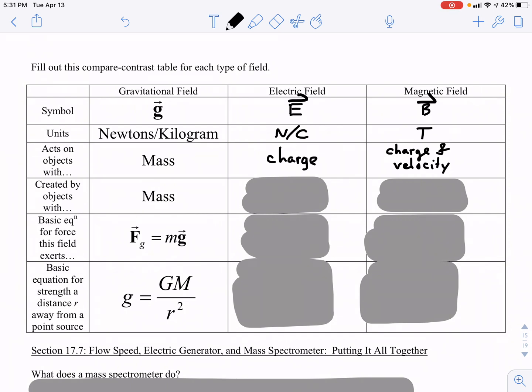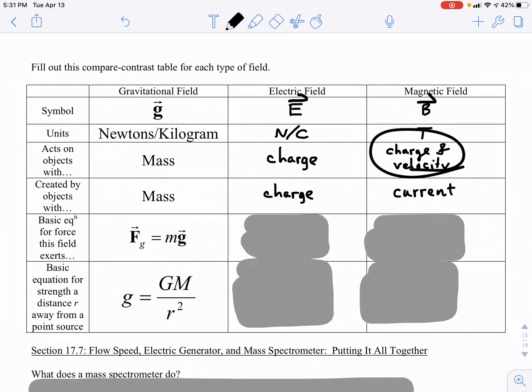Well, gravitational fields are created by objects with mass. Electric fields are created by objects with charge. Magnetic fields are created from moving charges, like electric current. Okay, moving charges create magnetic fields.